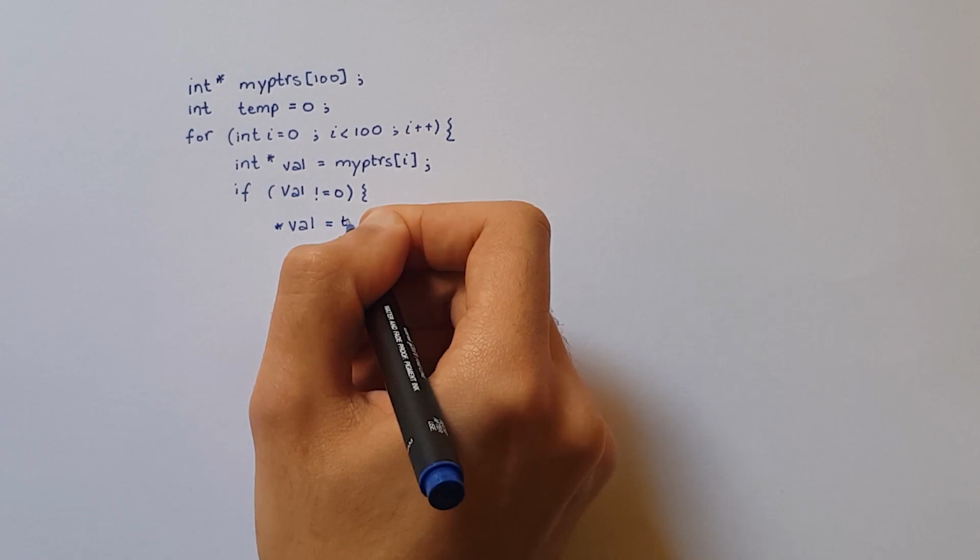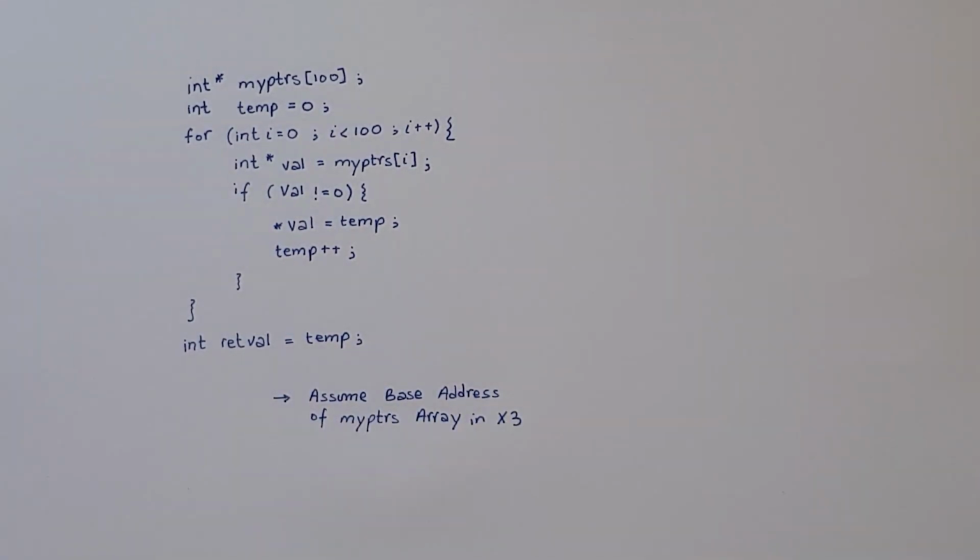So what we have here is a loop that is going to execute 100 times. Each time through the loop, we are going to load the value from an array and we're going to interpret this value as an address or a pointer to some location in memory. If this pointer is non-zero, meaning it has a legitimate address, then we're going to assign to this address a value that we're going to increment for each legitimate value we find. At the end, we're going to have a counter that stores the total number of non-zero addresses we found, as well as having assigned each of these addresses an integer. We will assume that the base address of my pointers array is stored in register x3.